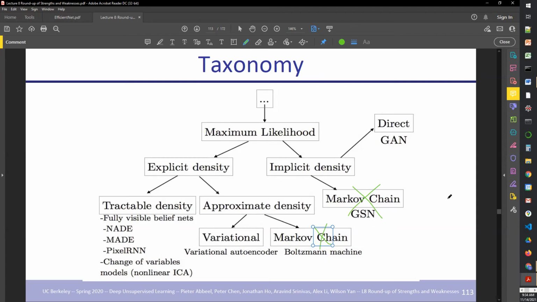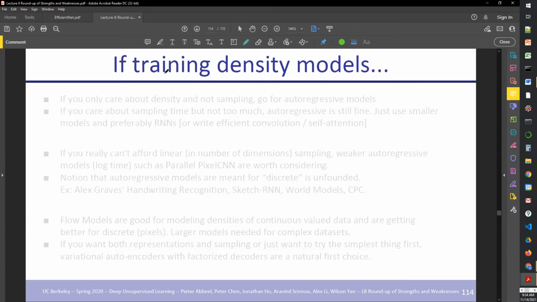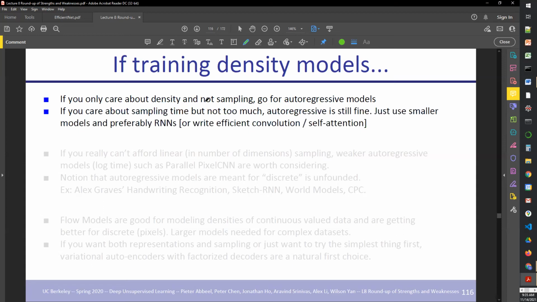And the next two slides are also very useful tips of when to pick which tool and for what purpose. So if we look at density models, here are the things to keep in mind. If you only care about density, and we already saw it from the pluses and minuses, and you don't care about the sampling, you go for autoregressive models. Why? Because obviously sampling time is a pain in autoregressive models.